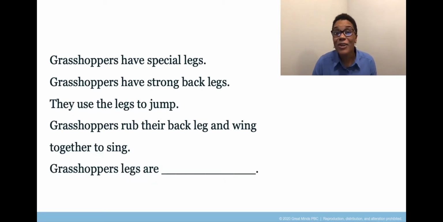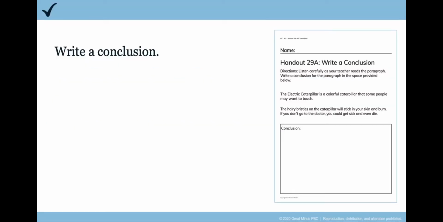I really wish I could hear what you shared. Here's a word that I thought of. I thought that we could use the word interesting or powerful. What do you think? Now it's your turn to add a conclusion sentence to a paragraph. I'm going to read the paragraph on handout 29A, and then you'll write a conclusion for this paragraph. If you don't have this handout, that's okay. You can just write the conclusion sentence in your journal. Remember, a conclusion restates the topic, and it's okay to use some similar words from the topic statement.